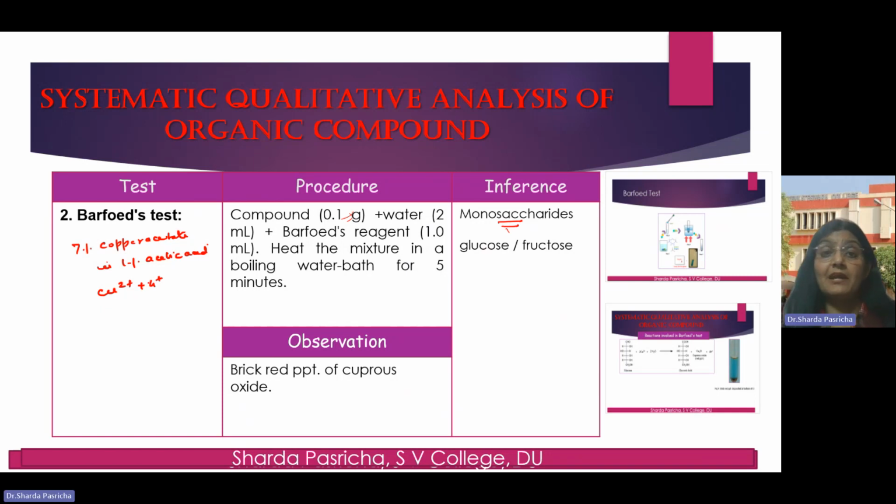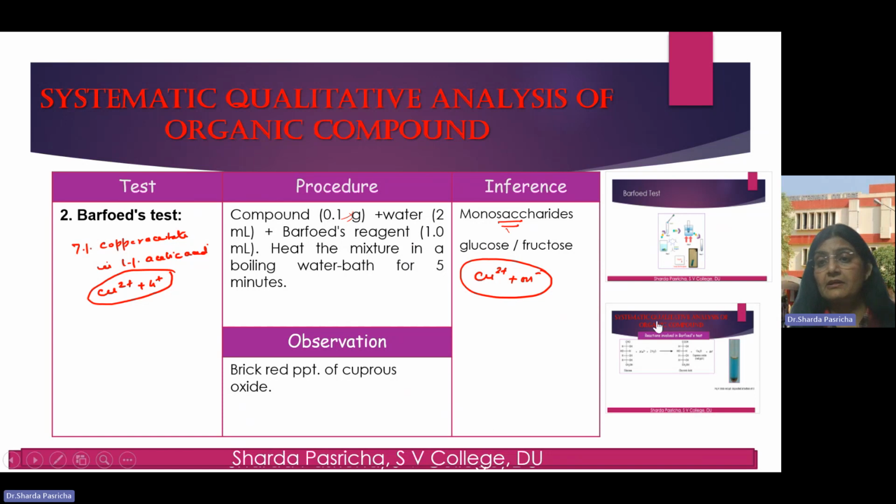Now, please understand that in Fehling solution, you are using cupric ions in alkaline medium, which is a stronger oxidizing agent. So this will react with both monosaccharides as well as disaccharides. But Barfoed reagent has cupric ions in the acidic medium, which is a weaker oxidizing agent. So it only oxidizes the more reactive monosaccharides.